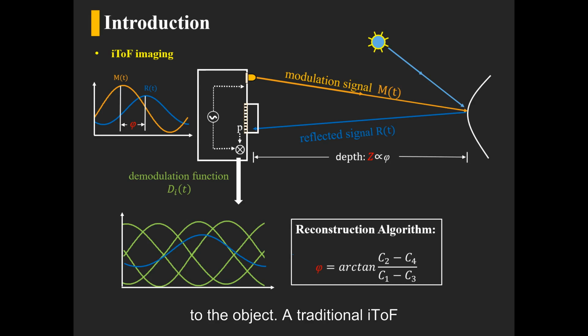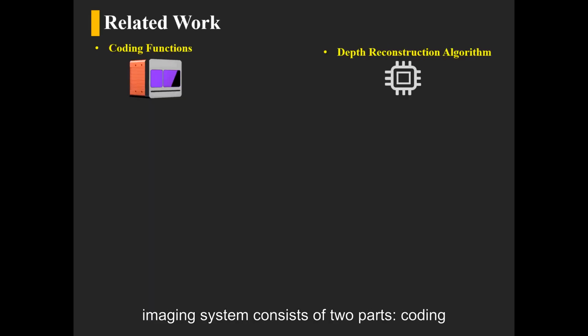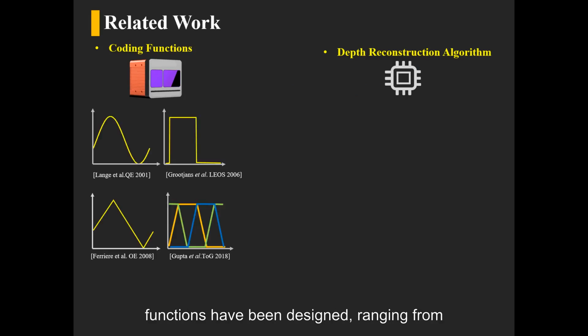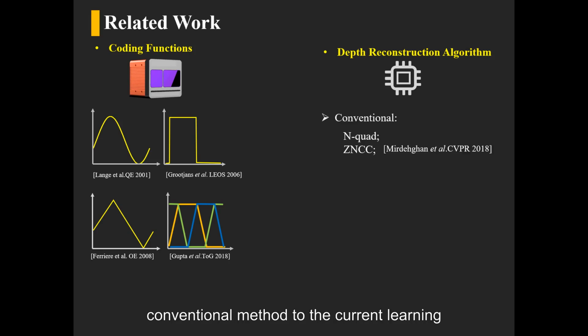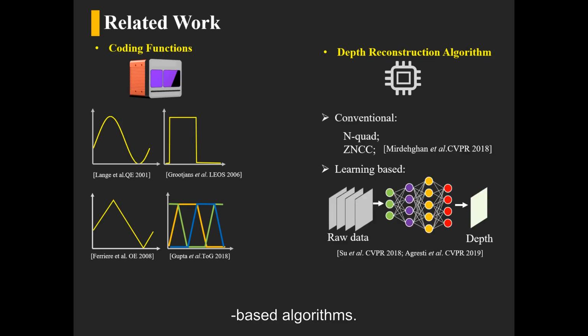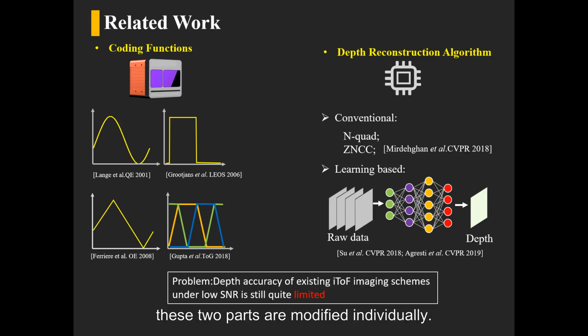A traditional I2F imaging system consists of two parts, coding function and reconstruction algorithm. Over the years, a variety of coding functions have been designed, ranging from sinusoid to Hamiltonian functions. In the meantime, different depth reconstruction algorithms have been proposed, from conventional methods to the current learning-based algorithms. They have a common problem: these two parts are modified individually. Depth accuracy of I2F under low SNR is still quite limited.